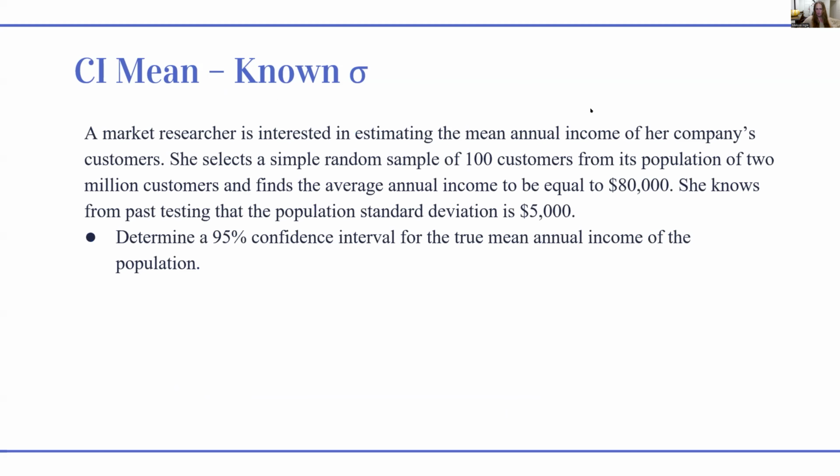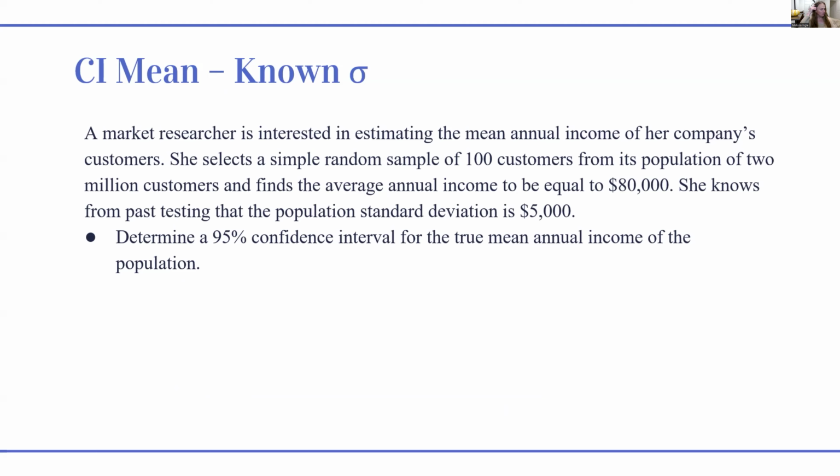So here's an example. A market researcher is estimating the mean annual income of her company's customers. They have thousands of customers. Oh, sorry, 2 million. I even put it in there. She has 2 million customers. She's selecting 100 customers. It's too expensive to sample the entire population every single time you want to gather more data, so she is sampling 100 of them.